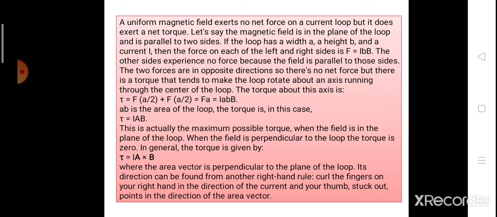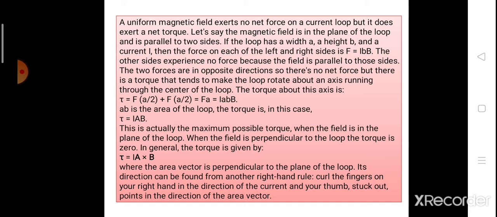Instead of force, we can substitute I into small a into small b into capital B, where F is equivalent to I into dl cross B. Here dl is the length b and the magnetic field is B. Since small a into small b is the area of the loop, torque can be written as I into A into B. This is the maximum possible torque.